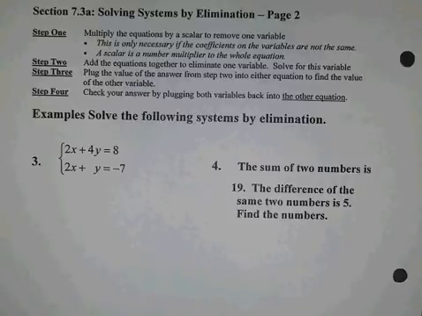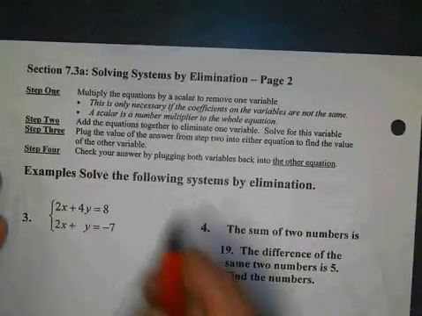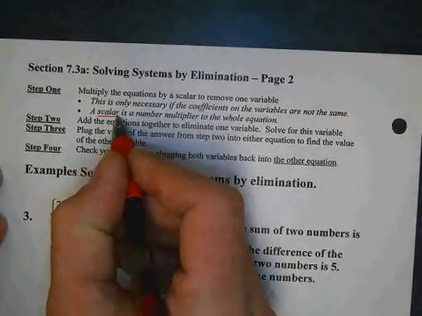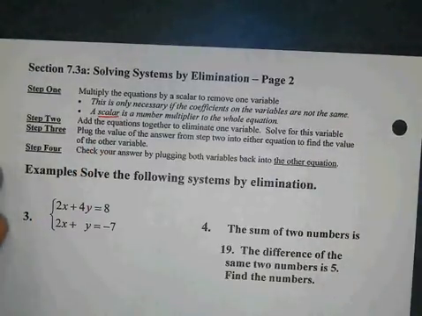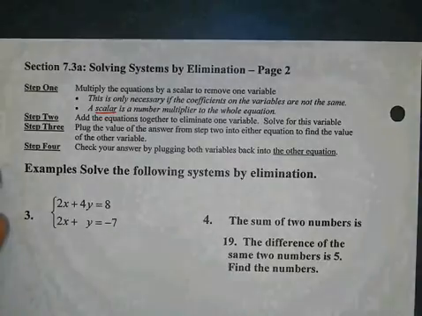We have to manipulate the equations a little bit so when we add them up vertically, something drops out. Now, you can choose what you want to do. But either way, we do what's called multiplying by a new word. It's called a scalar. And I wrote the word scalar up here at the top. Maybe a new word. A scalar is just a multiplier to the whole equation.